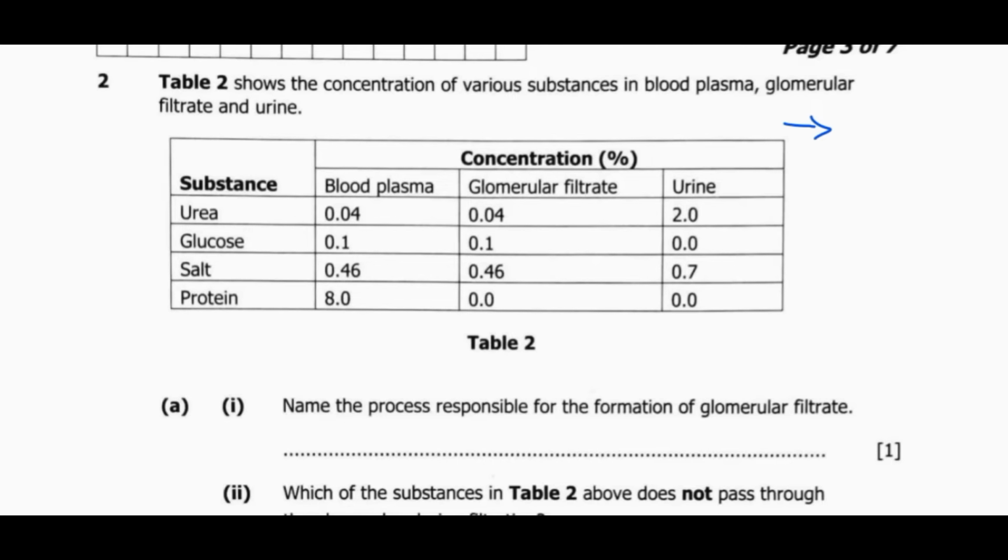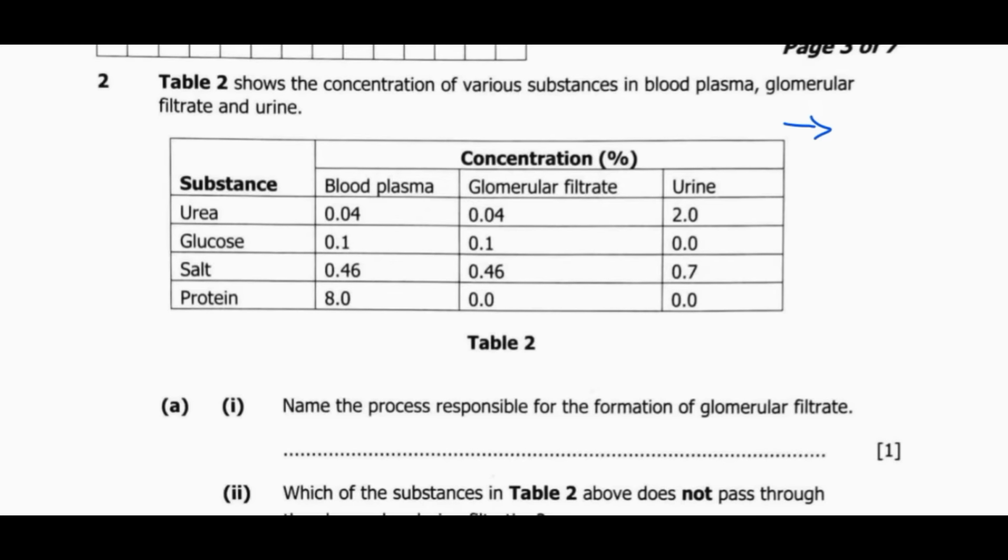Now let's look at the table. The first column will have substance. The first one is urea, glucose, salt. Then we have protein. Then here we have blood plasma. So in blood plasma, urea is 0.04, glucose 0.01, salt 0.46, proteins 8.0.